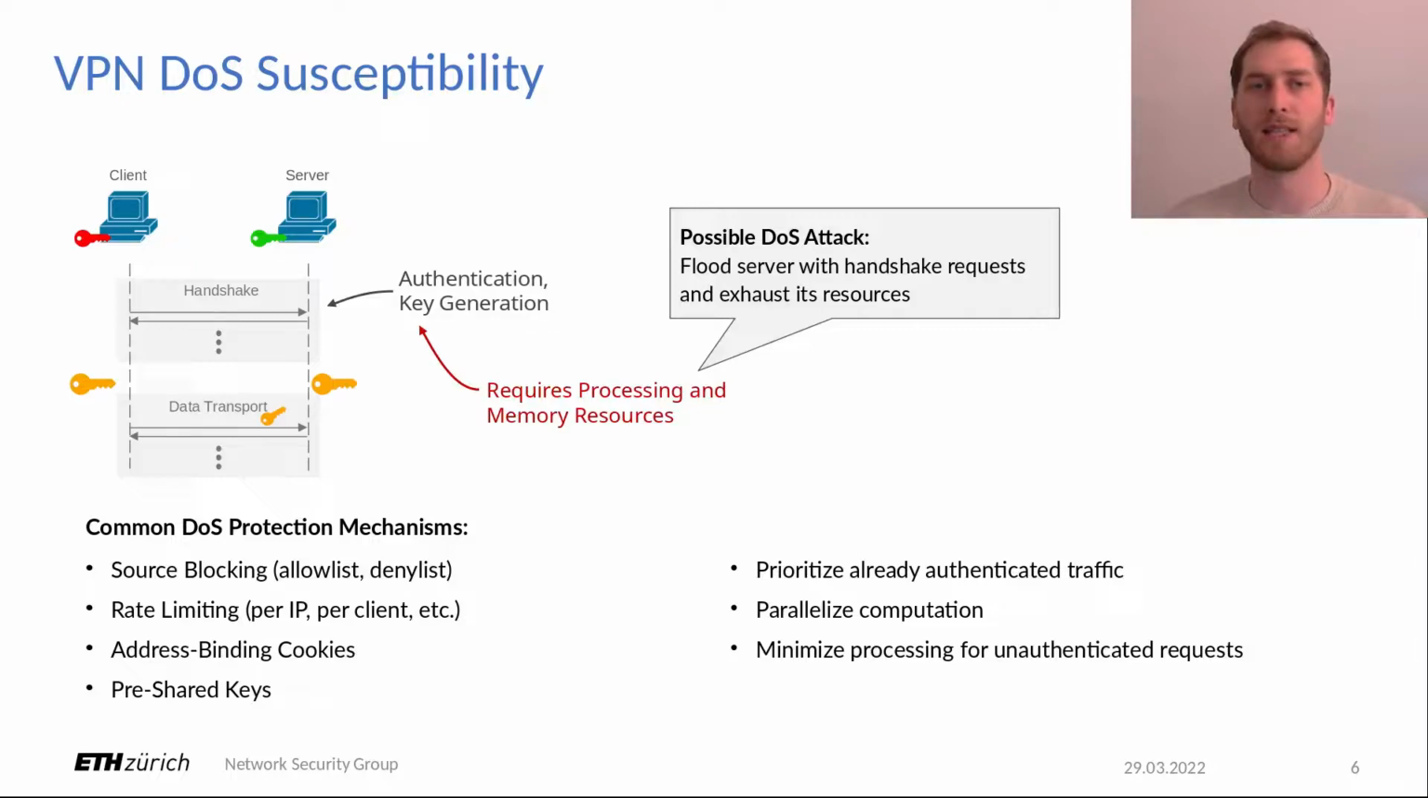VPN protocols and implementations mitigate such attacks in various ways. For example, source blocking and rate limiting in combination with address binding cookies are common defense mechanisms. Some protocols also make use of pre-shared keys to be protected from external adversaries. Implementations often try to prioritize the processing of already authenticated traffic over unauthenticated traffic and parallelize work to increase not only performance but also DOS resilience.